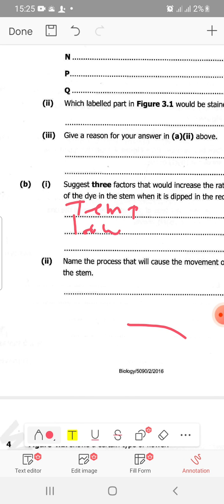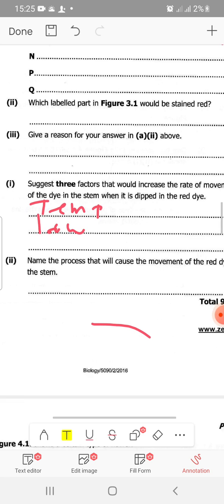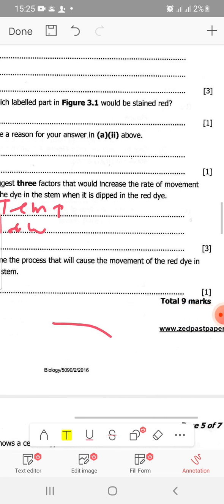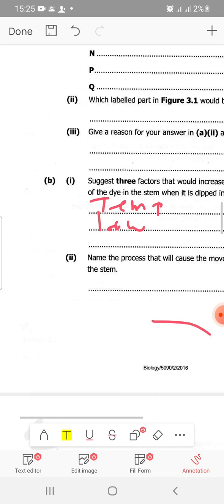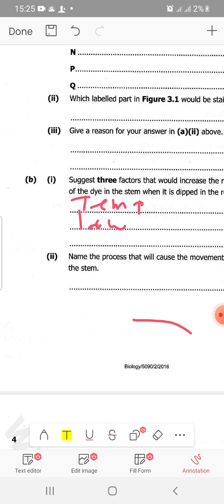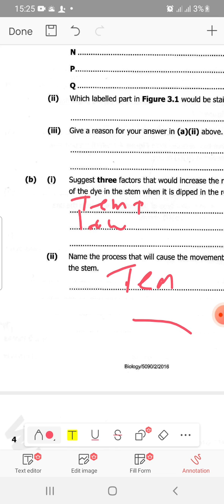Name the process that will cause the movement of the red dye in the stem. Transpiration. I already spoke about it. Transpiration, suppose you are not aware of it, is the loss of water vapor from the plant into the atmosphere, through the stomata. That's what is called transpiration.